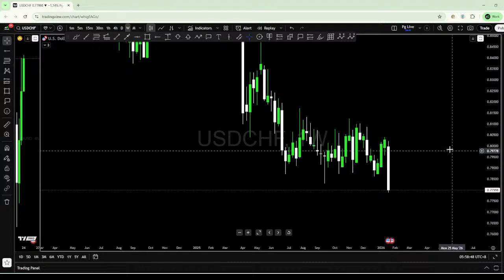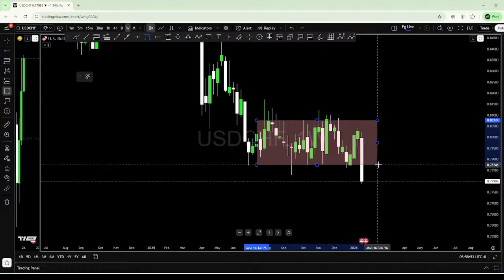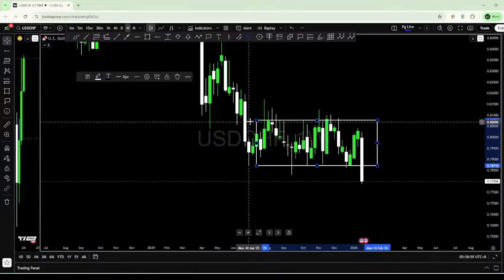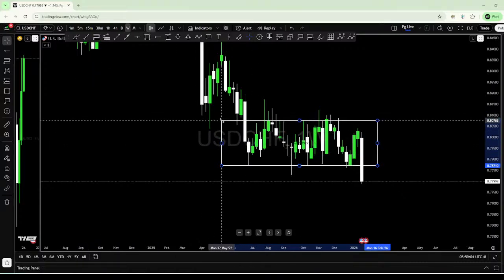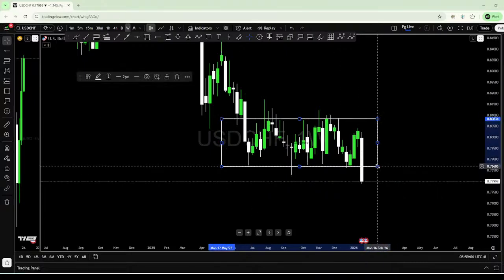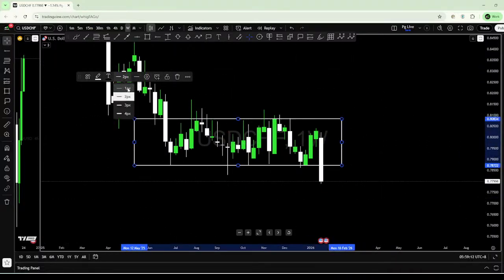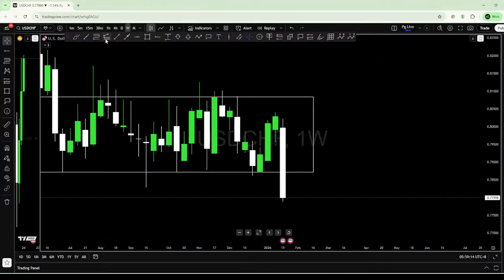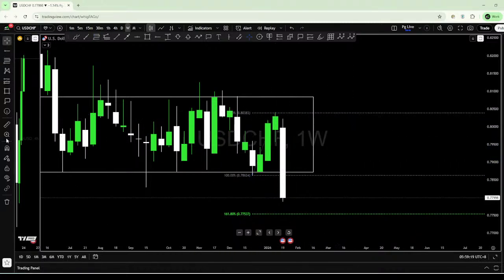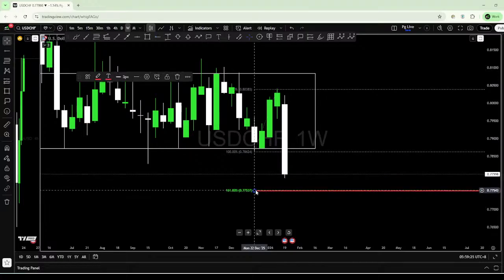Okay, USD same shape, it was ranging, being sideways. Right, they are being sideways here. Okay, weekly. Potential support I'm gonna put at the extension.